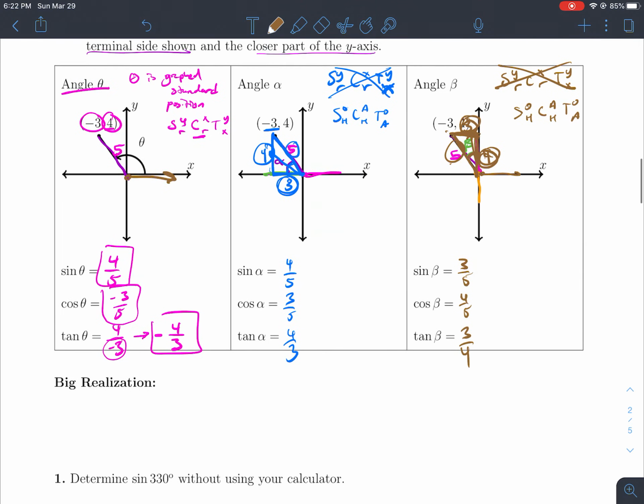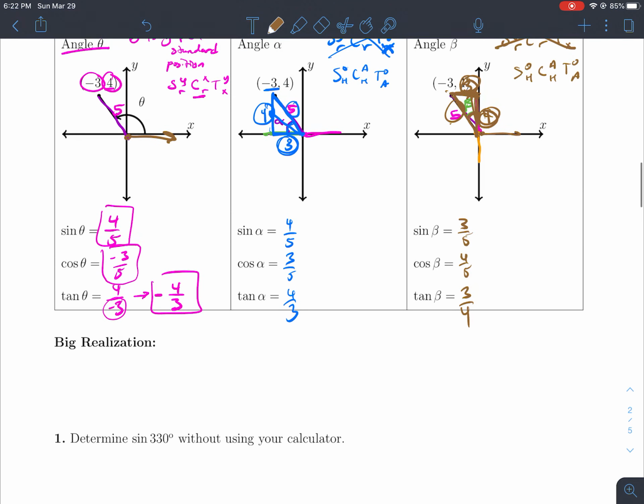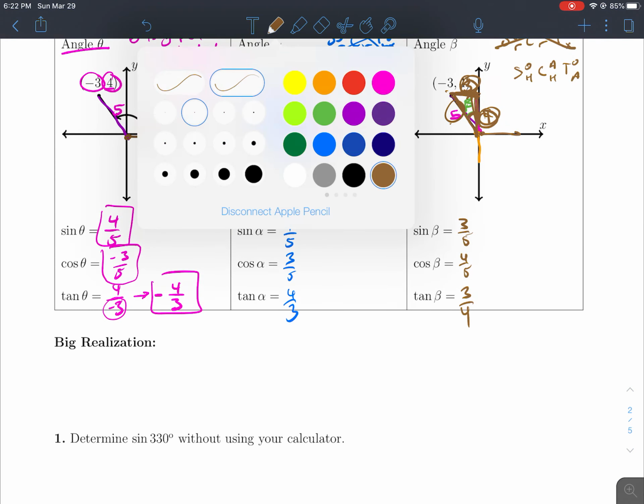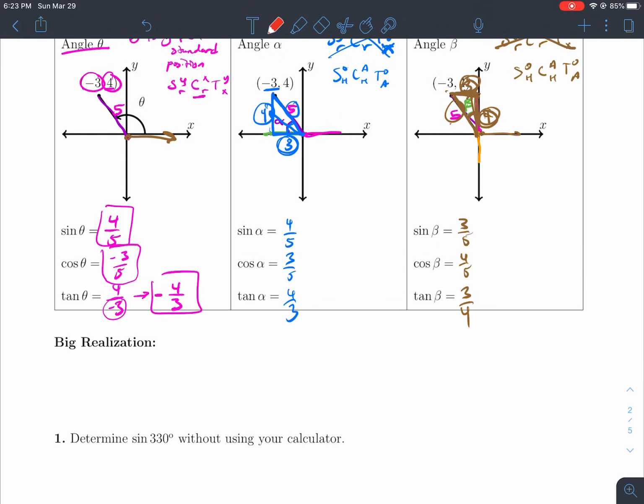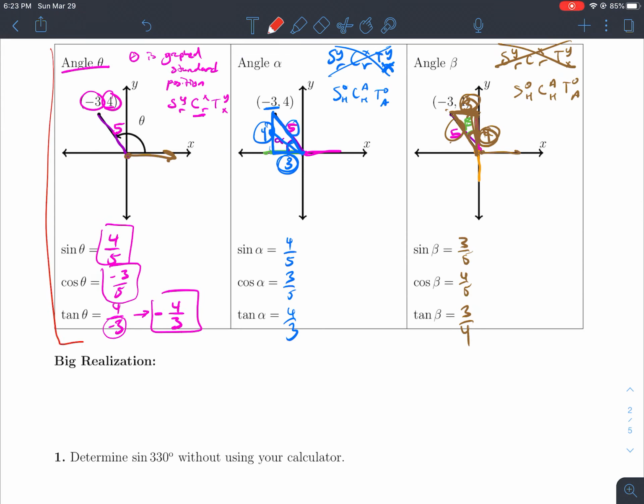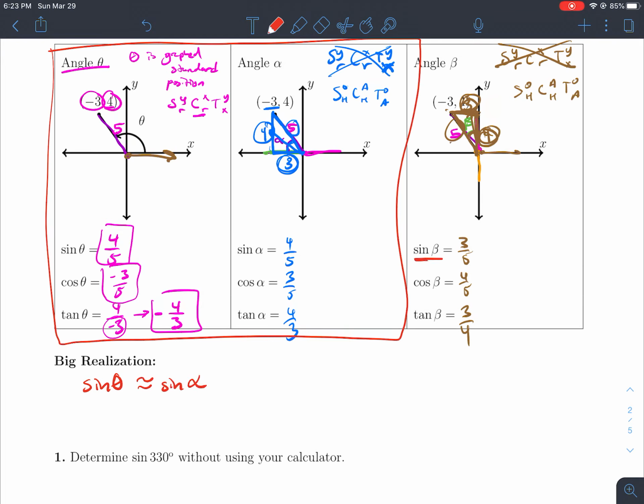Now, if we compare our answers, we make a big realization that we made in the last class, but it's worth seeing one more time. Our big realization is, looking at theta and alpha, these answers are incredibly similar. So the sine of theta is almost equal to the sine of alpha. And that's not the case for beta. Here it's 3 over 5, and in both of these we had 4 over 5. So sine of beta is not as useful, or not as related to these two.